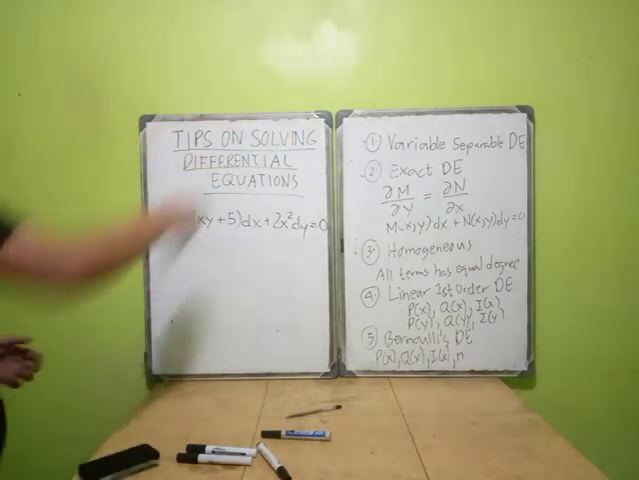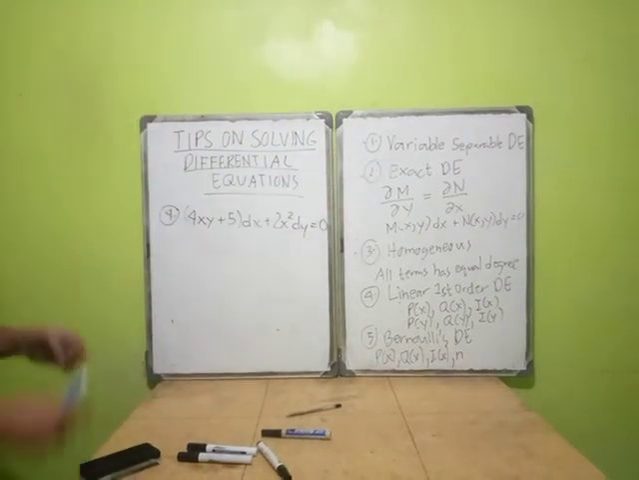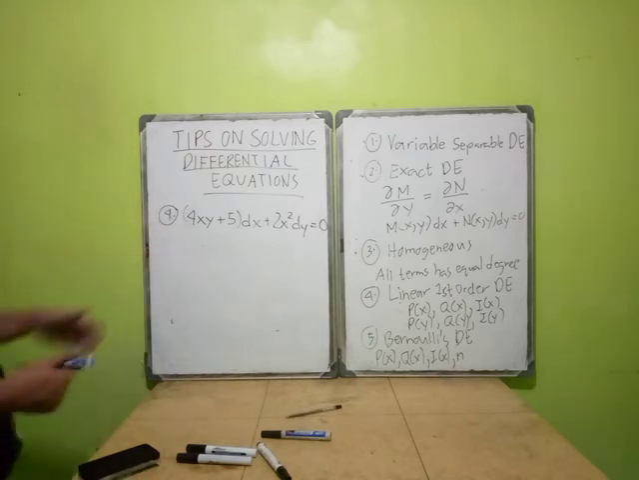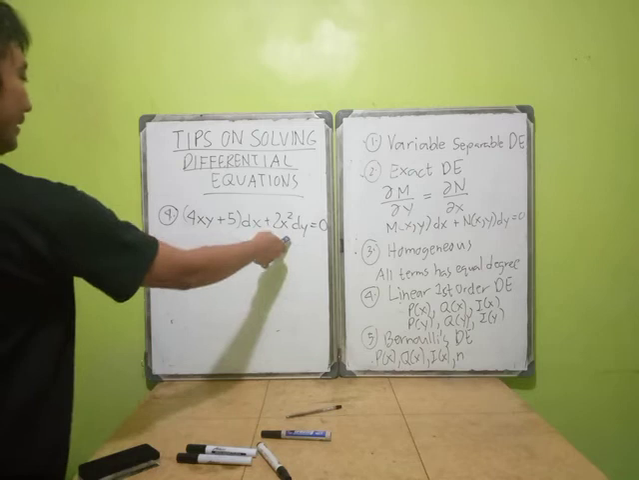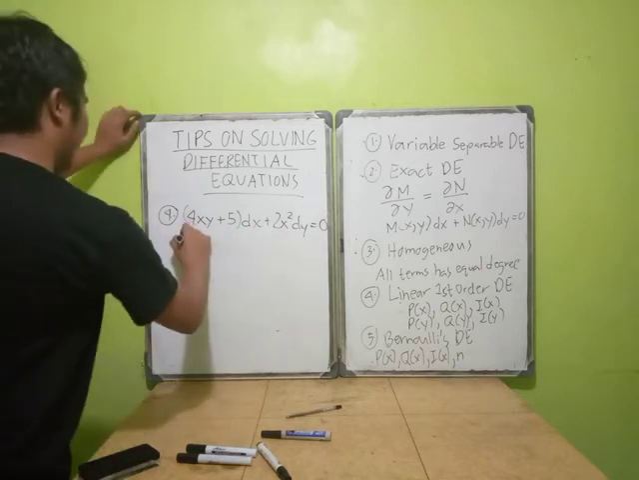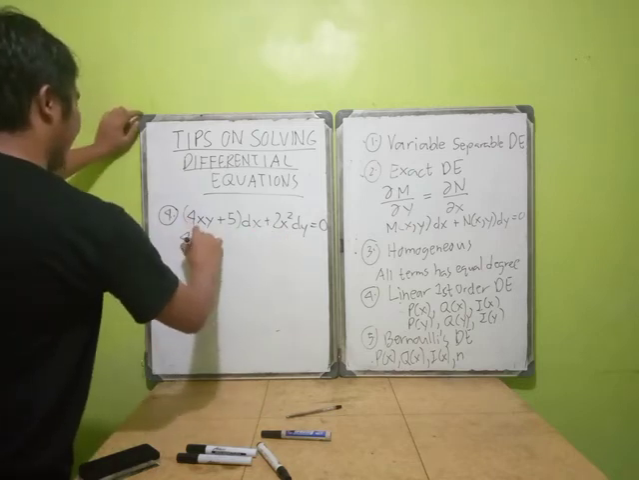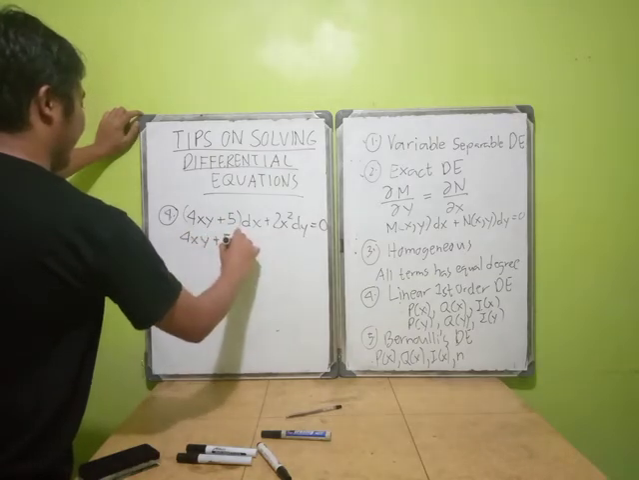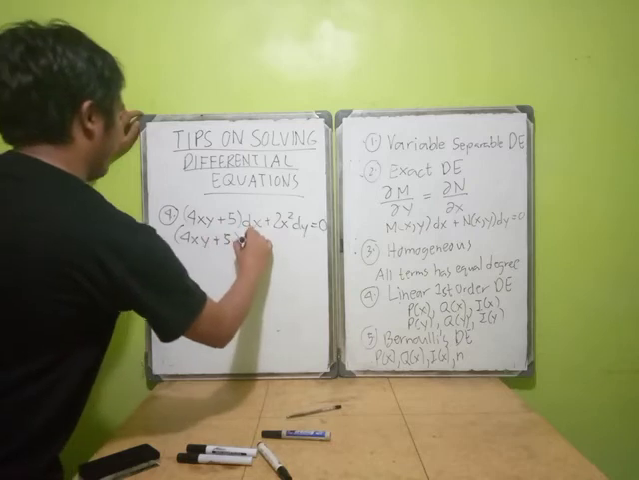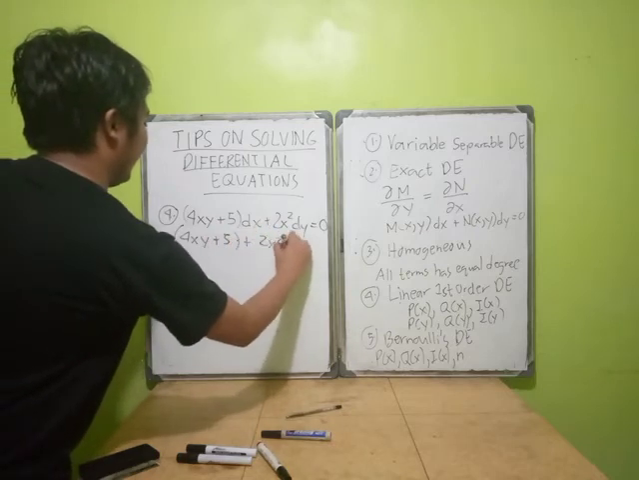Okay. Try natin, variable separable DE. Variable separable ba siya? 2x squared katabi ni dy. Pwede natin sigurong ilipat dito. Okay? So, for 4xy plus 5, plus 2x squared dy. Okay?